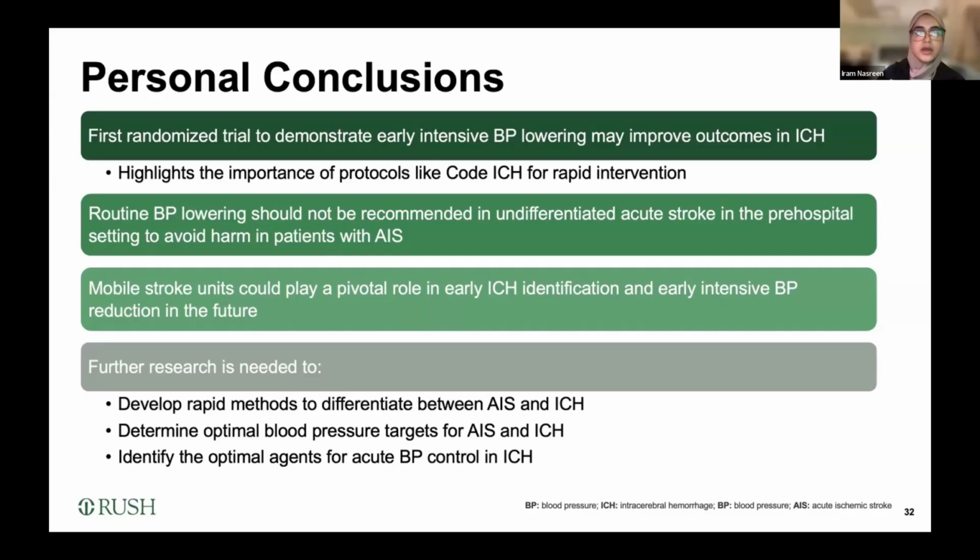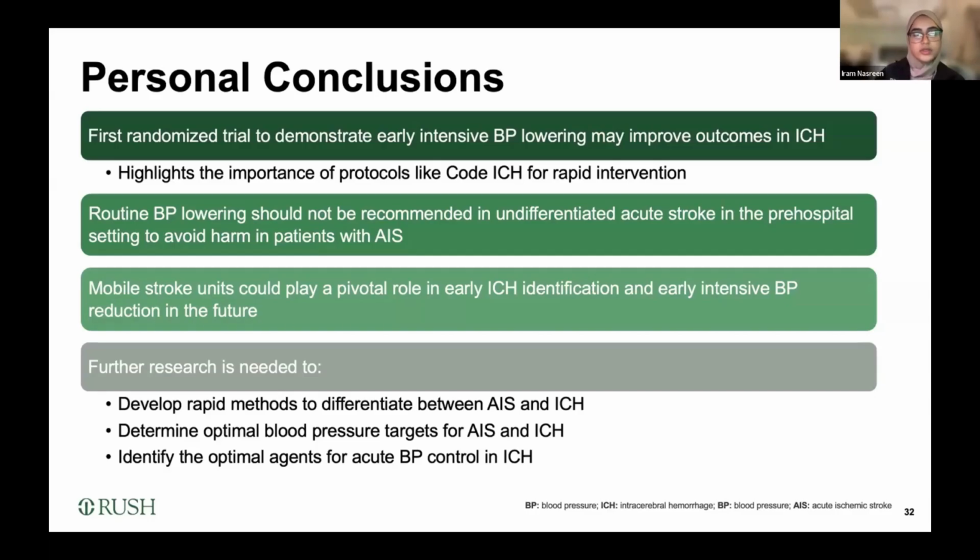Although I wouldn't say that routine blood pressure lowering should be done in the pre-hospital setting when you don't know what kind of stroke the patient has, I would want to avoid doing that in order to avoid harm in patients with acute ischemic stroke. But I think this does make us want to be more aggressive about getting that blood pressure under control for patients who do have ICH, and we know this.